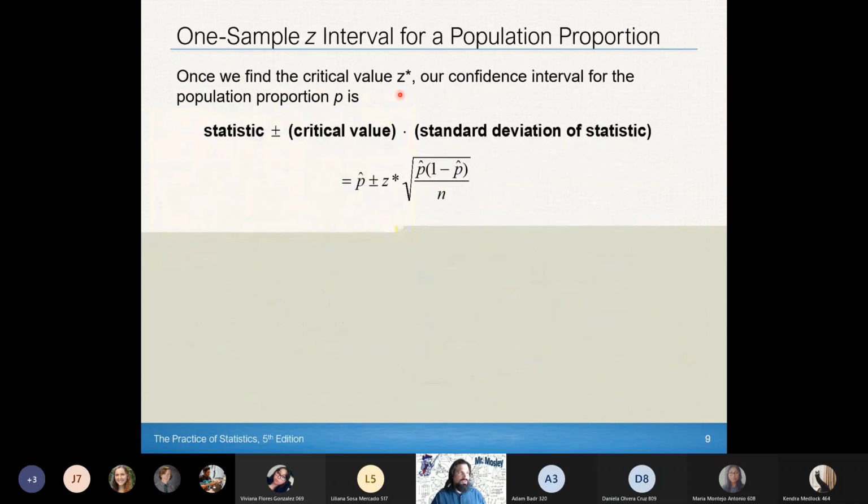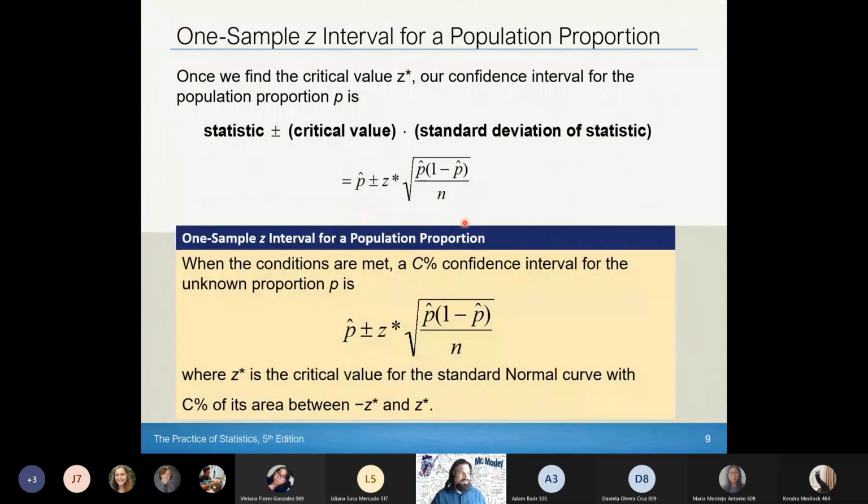So once we find the critical value z star, our confidence interval for the population proportion p is our statistic p hat plus or minus the critical value z star times the standard deviation of the statistic. In this case, it's the standard error, this part. So this formula produces the confidence interval. And it gives us an interval because we add this value and then we subtract this value from p hat, so we get two values, a lower value and a larger value, which gives us the upper and lower bound for our interval.